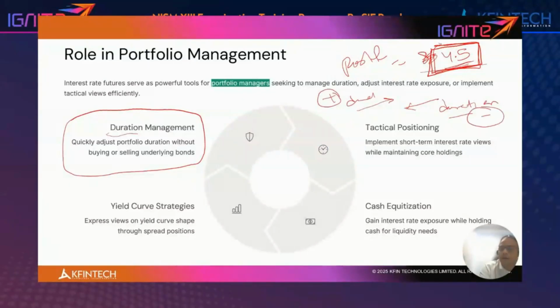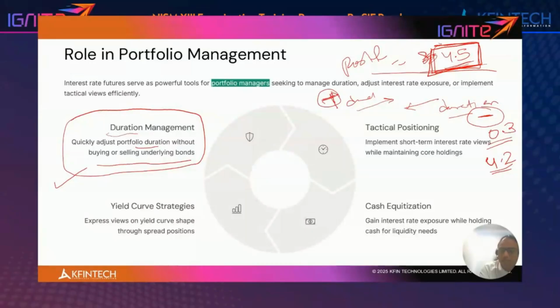So suppose I have a view that my portfolio duration should go to 4.2, I might not go into the market and actually sell my portfolio to get it to 4.2. I can enter into a futures contract and sell the futures. So this 4.5 minus say 0.3 duration from futures, I might reach a duration of 4.2. So quickly adjusting portfolio duration without buying or selling the underlying bonds. I'm not buying or selling the underlying bonds. I am buying and selling the futures. So duration management is one role.